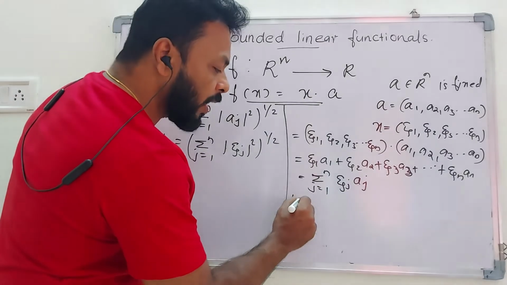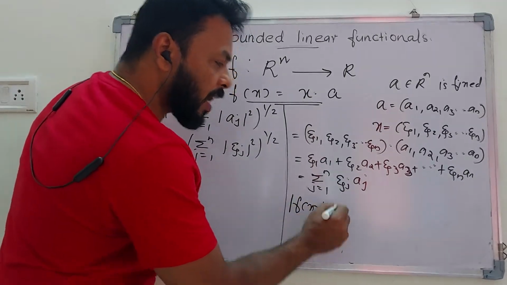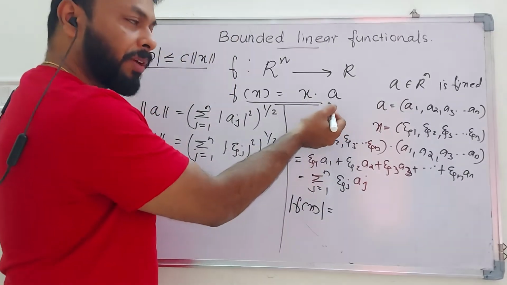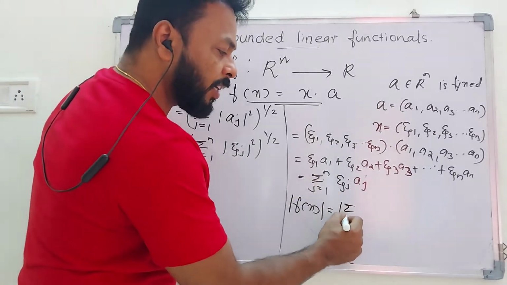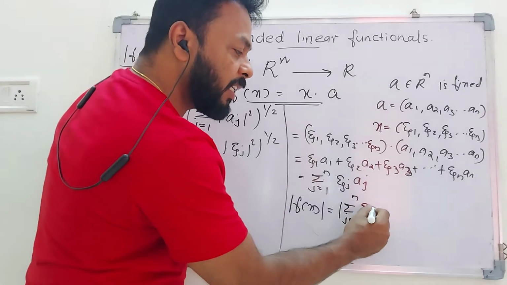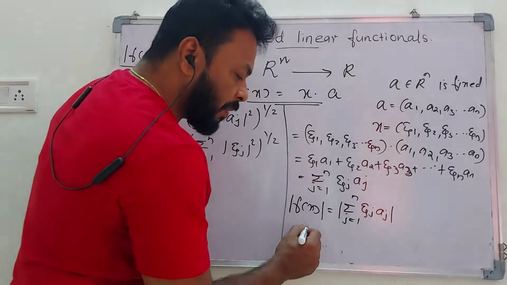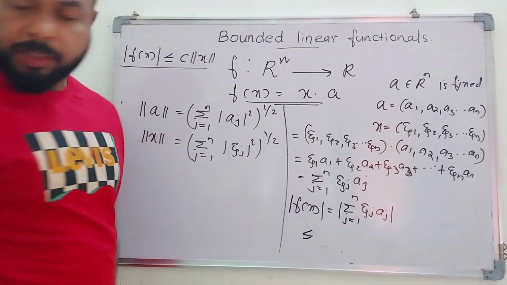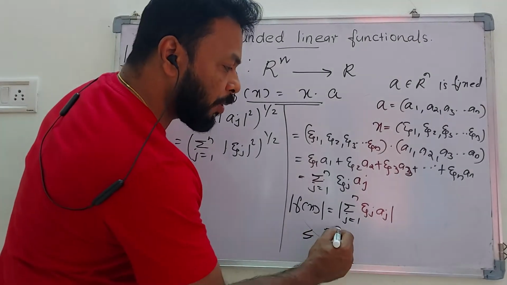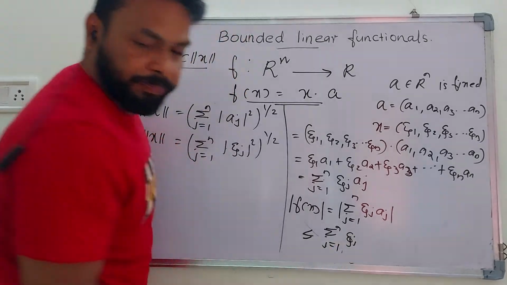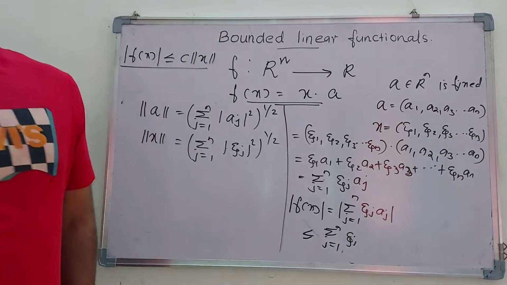So consider modulus of f of x. It is the same as modulus of x dot a, which we have found here: modulus of summation j equal to 1 to n of θj aj, which is less than or equal to, by the Cauchy-Schwarz inequality, summation j equal to 1 to n of θj squared, the whole raised to 1 by 2.